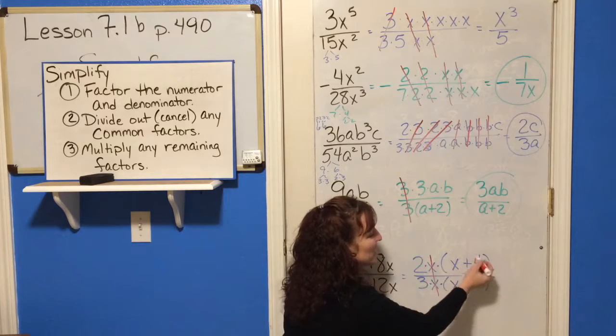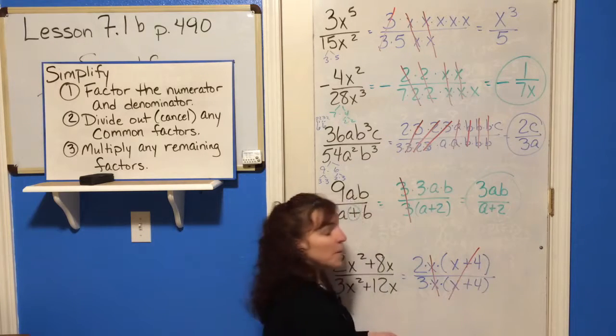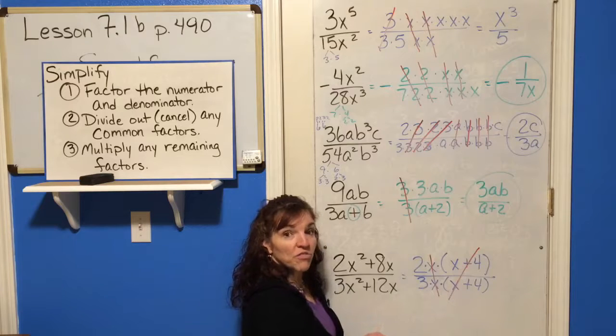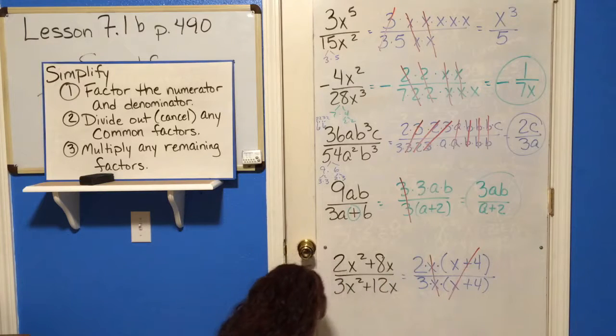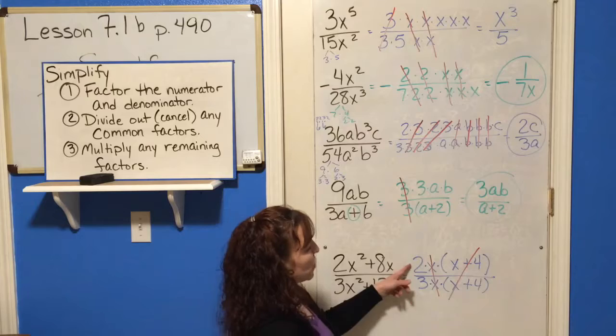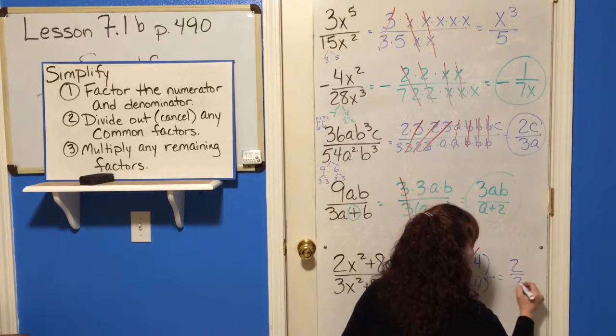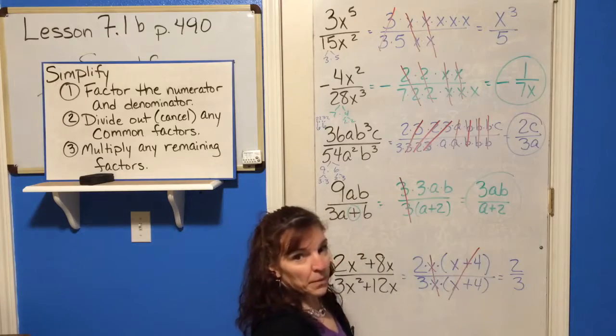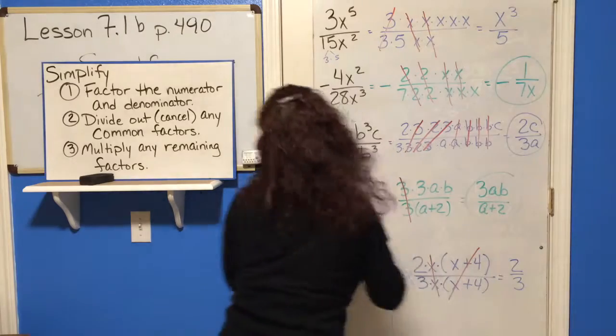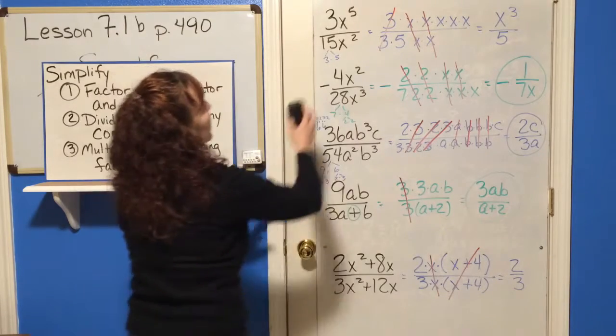But because they're identical, the entire binomial will factor out. And so now we're left with just 2 on top and 3 on bottom, or 2/3. Okay? Let that sink in while I erase. I've got one more for you.